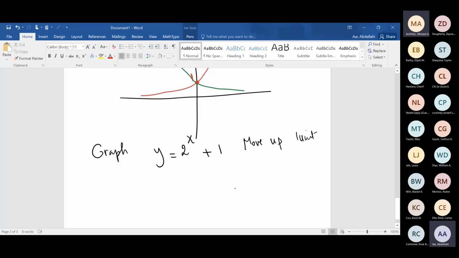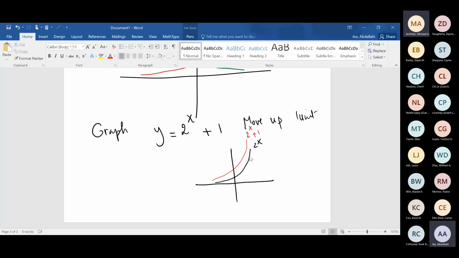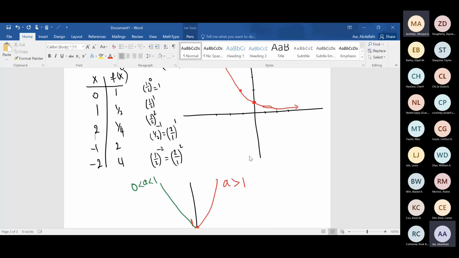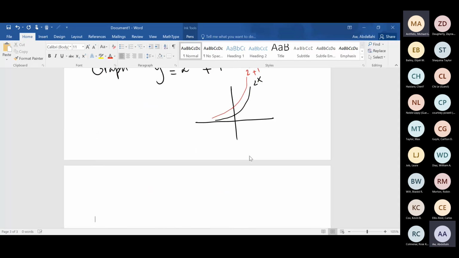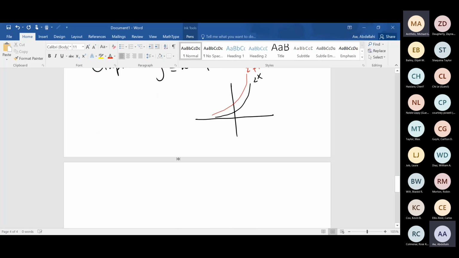So this is the graph of 2^x, and then you have to move it up 1 unit. So it becomes like this. This is 2^x plus 1. Now if you ask how to graph y equals 2^(x+1), how are we going to move it now?